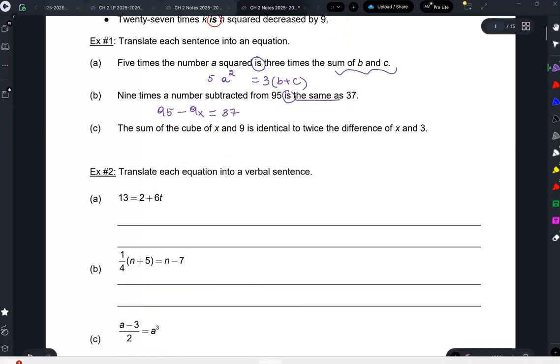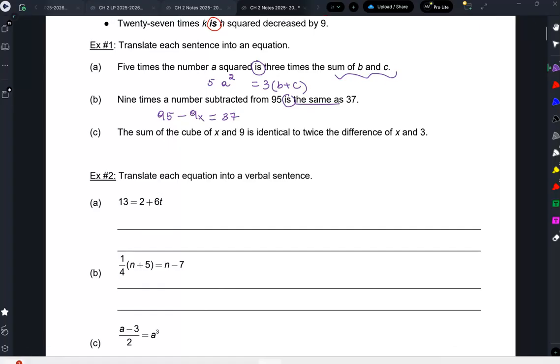Now, the sum of the cube of x and 9, okay, is identical to, okay, so now that's where the equal is going to go. But let's see what we have before. The sum of the cube of x and 9. What's that red part going to look like? Yeah. X cubed plus 9. X cubed plus 9 is identical to, now look, twice the difference of x and 3, right?